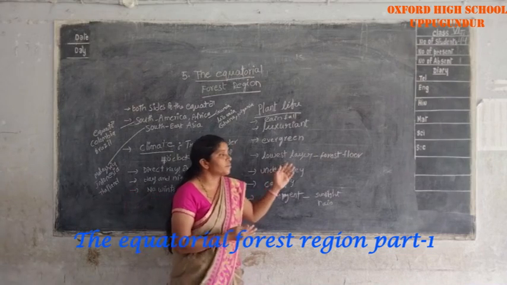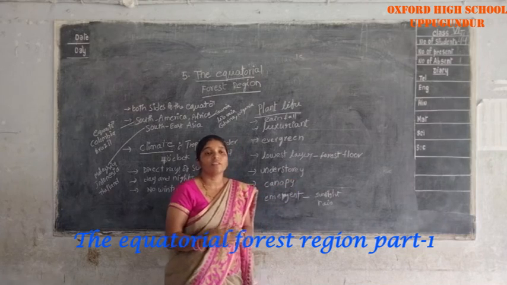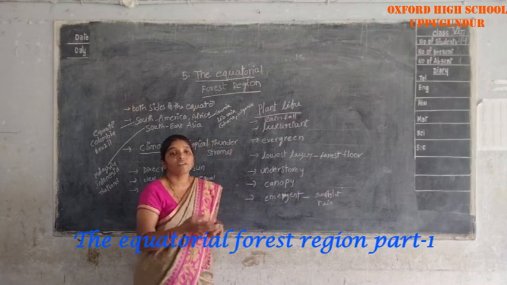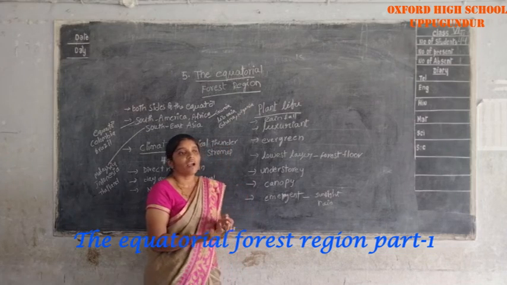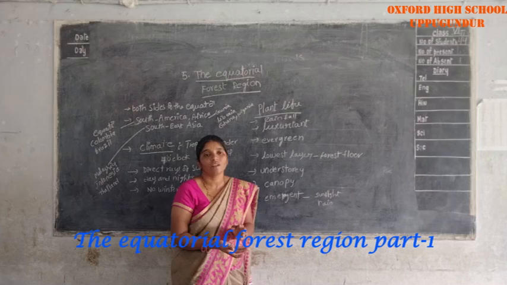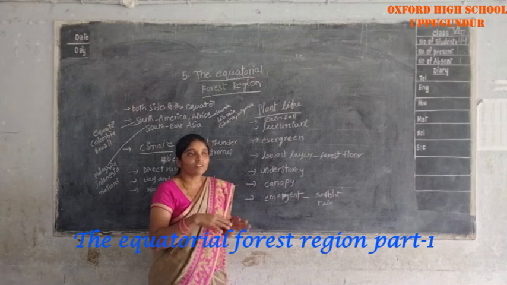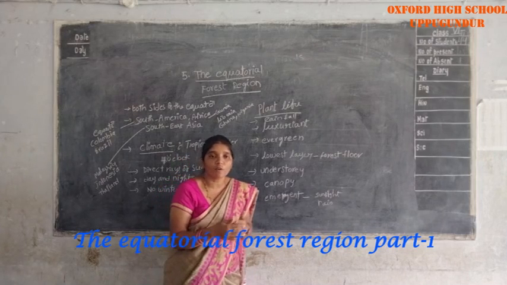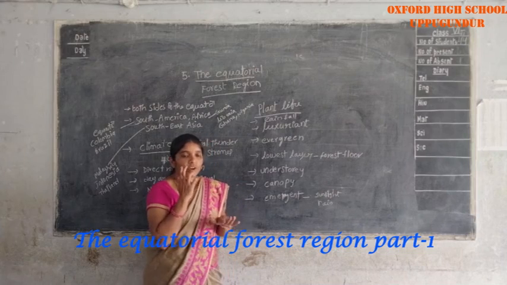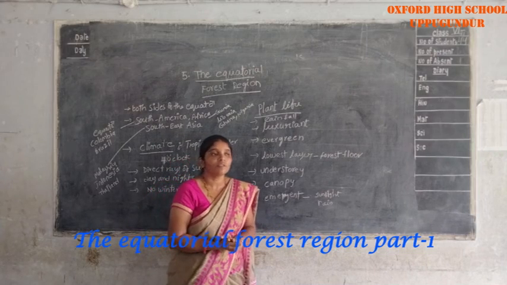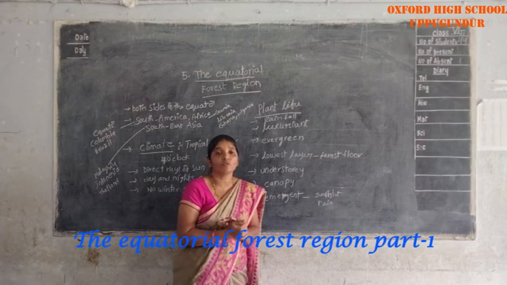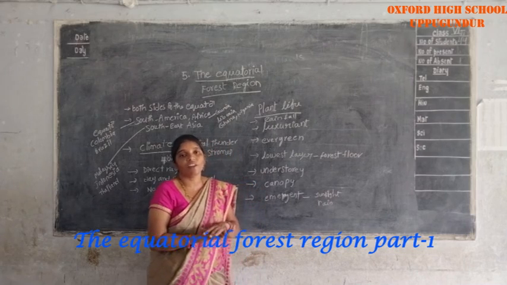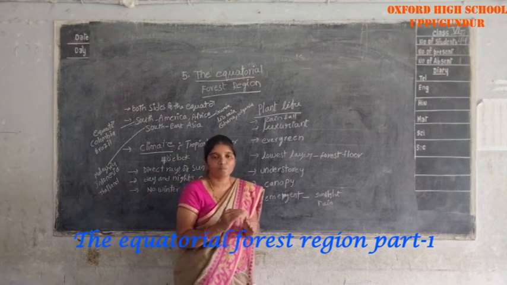How can they grow? From the decomposition of dry leaves and the decomposition of fruits, which fall down on the forest floor. The plants take the decomposition and grow. These plants are not very tall. These are small plants.